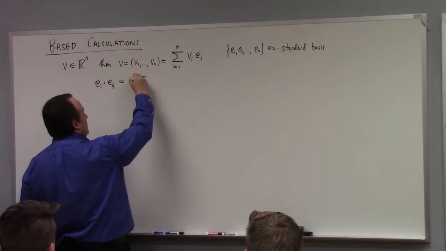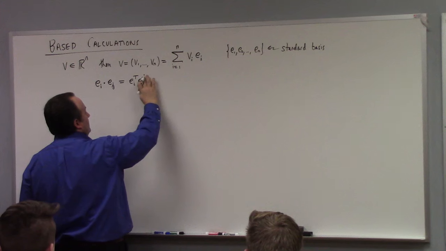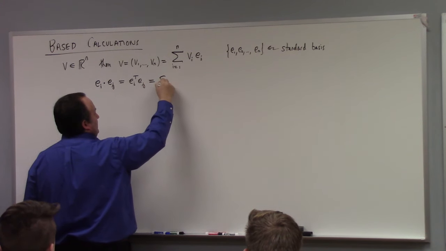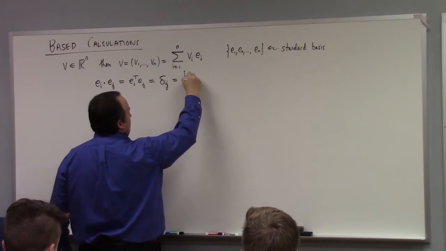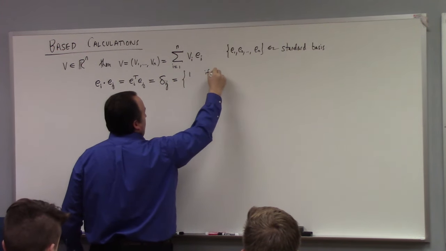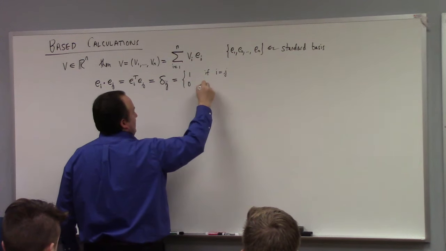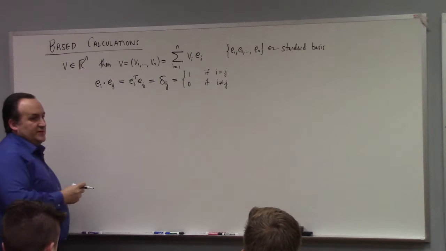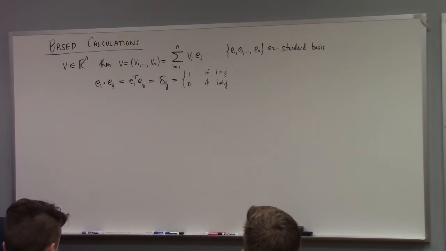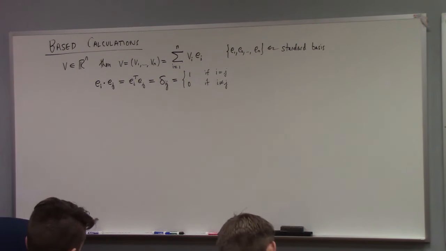The transpose goes here, and with that, it gives you what's called the Kronecker delta. Kronecker delta ij, which is just a sneaky little symbol for 1 if i equals j, and 0 if i is not equal to j. Super useful notation we should all know about. All right, so let's talk a little bit more about the other way around.